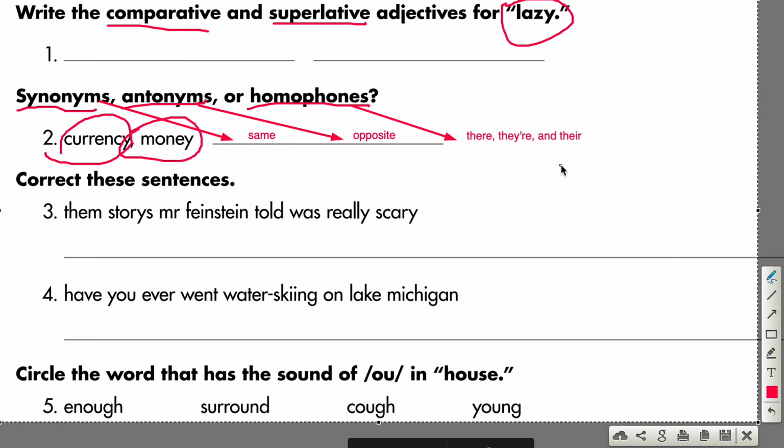So there you go. Correct these sentences. Them stories Mr. Feinstein told was really scary. Guys, I just think this is pretty basic. Just fix the silly mistakes there. And then number 4, have you ever went water skiing on Lake Michigan?